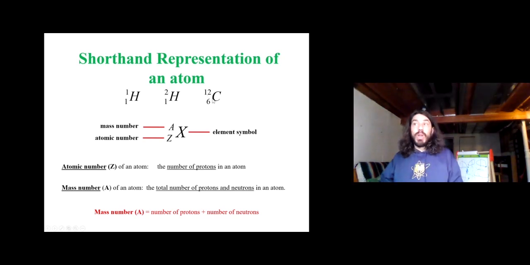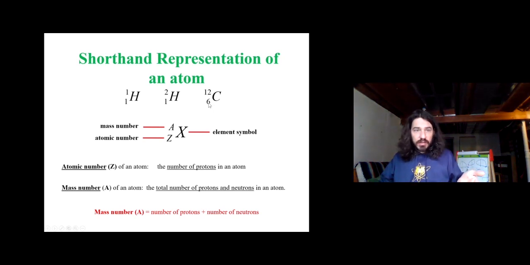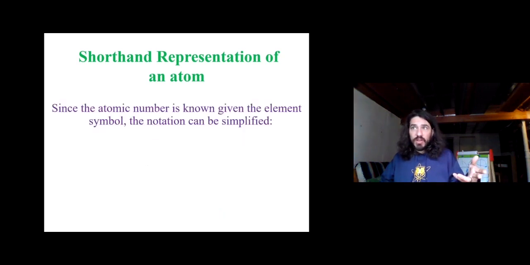Here's carbon. We know that carbon, looking at our periodic table, always has 6 protons. So if the mass number is 12, then it must also have 6 neutrons. Now there's some carbon in the world that doesn't have 6 neutrons. We'll talk more about that in just a second.